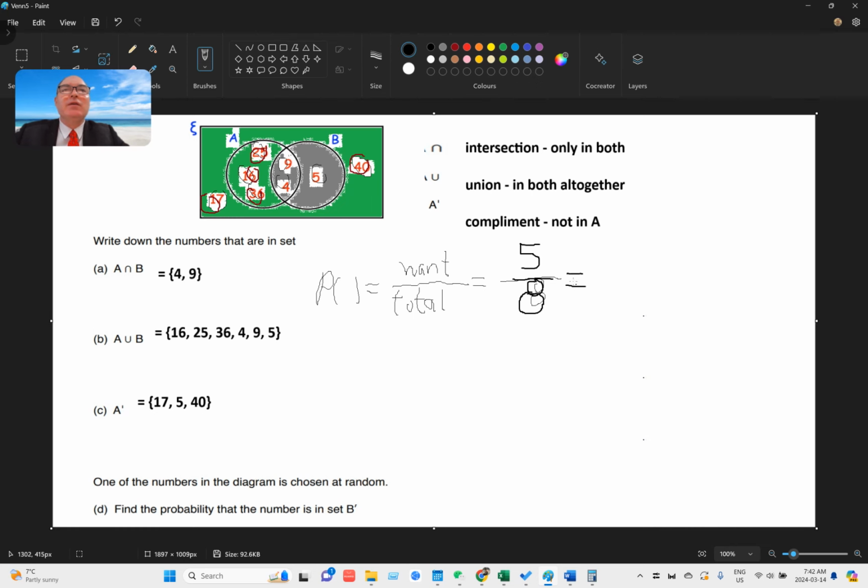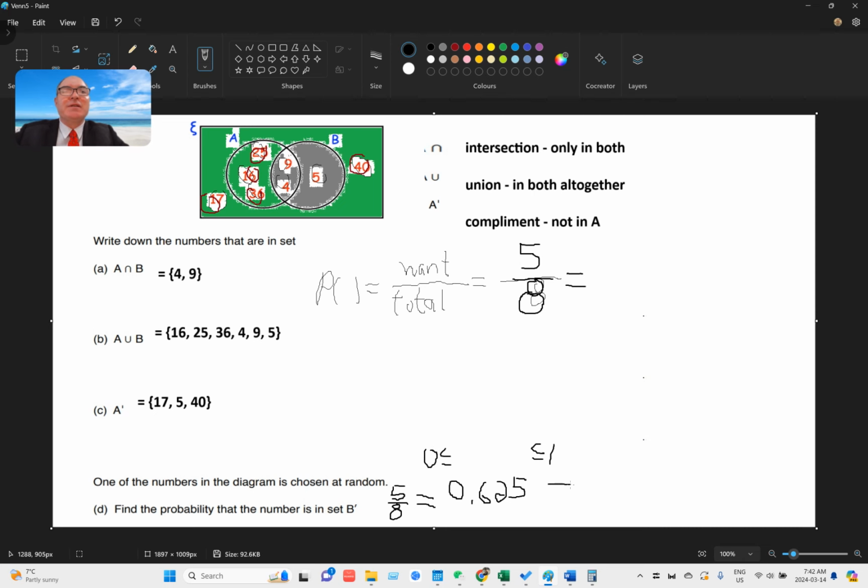Now, we could leave it as 5/8. The probability is 5 out of 8. I could change that to a decimal, and I think I'll do this one in my head. 4/8 is a half. 1/8 is half of a quarter, so that's 0.125. So I'm going to say 0.625. And remember, this has to be less than or equal to 1 and greater than or equal to 0. So we're happy with that answer.